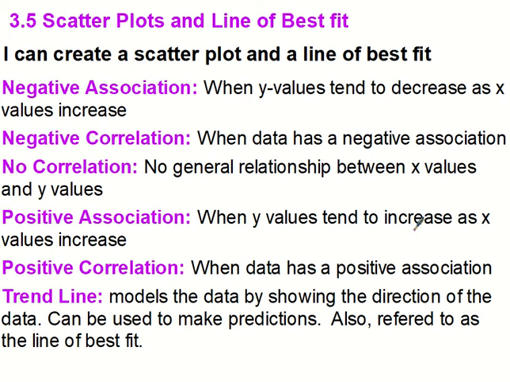So if it has a negative association or a positive association, we can draw what's called a trend line. It models the data by showing the direction of the data, and can then be used to make predictions. It's also sometimes referred to as the line of best fit, as you can see at the top. So trend line or line of best fit is the same thing, because it's the best line that shows the trend of the data. Okay, it'll make more sense when you see the scatter plots and why we would need to do this.